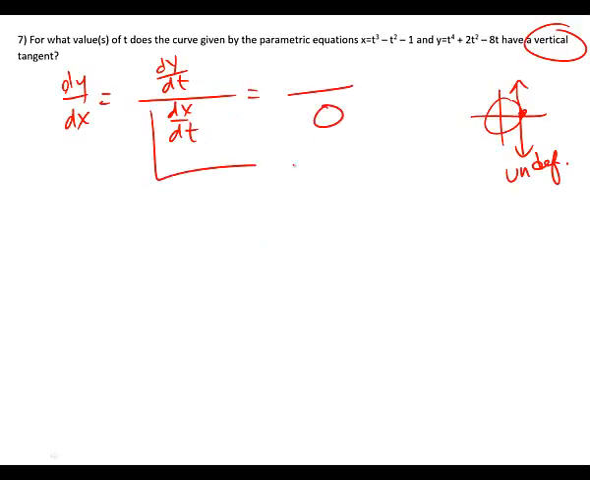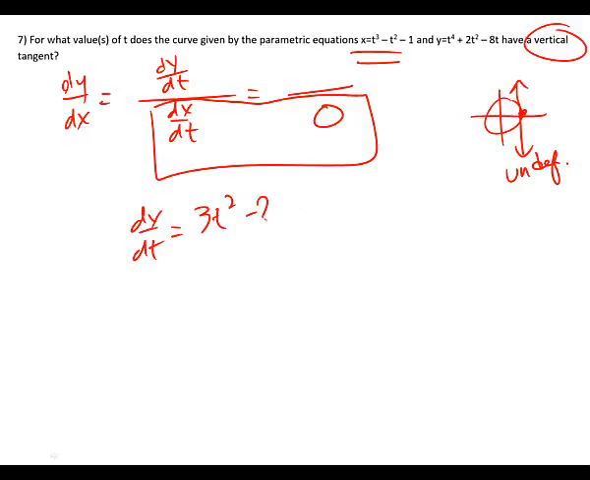Denominator. So really what I need to do is take the derivative dx/dt and set it equal to 0. So let's find dx/dt. What's dx/dt? I heard 3t squared minus 2t. Set it equal to 0. So let's see, what can I take out? t, so t(3t minus 2). So what two places is there a possible tangent? 0 and 2/3.